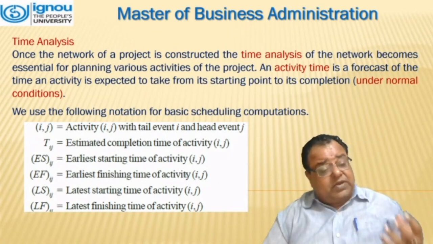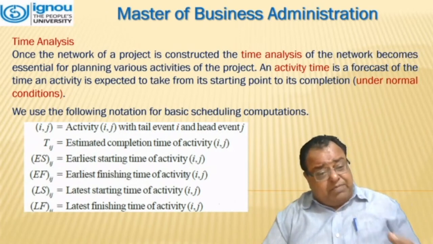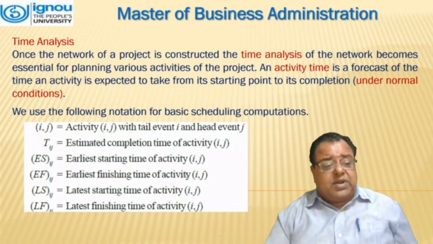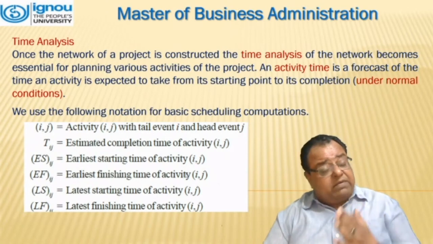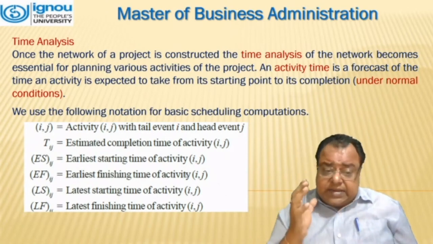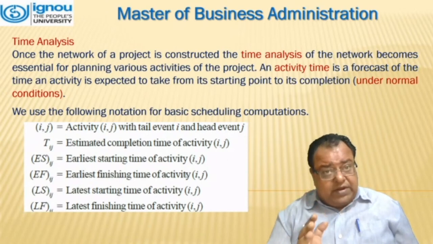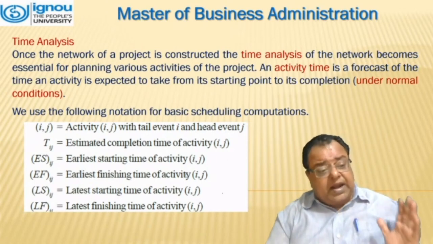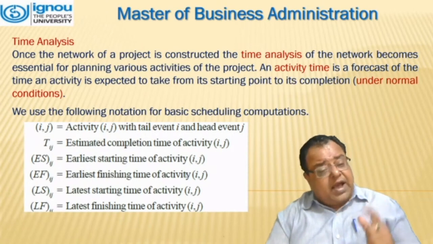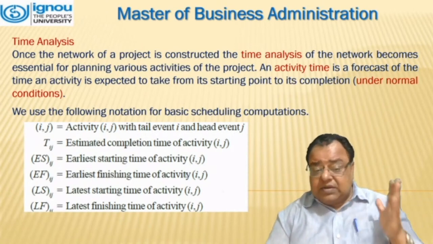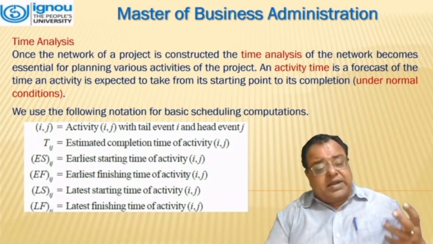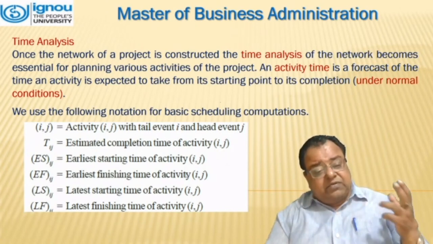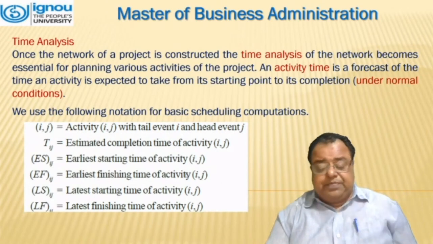These are required for the basic scheduling computation. Within brackets, (i, j) is an activity with tail event i and head event j. Tij is the estimated completion time of the activity ij. ES is the earliest starting time of the activity ij. EF is the earliest finishing time of the activity ij. LS is the latest starting time of the activity ij. And the last, LF, is the latest finishing time of activity ij.